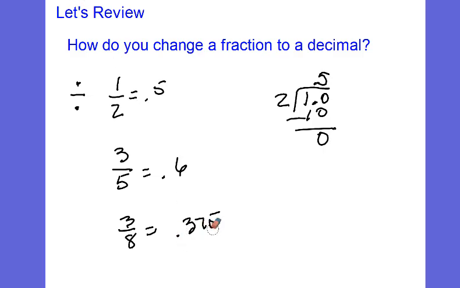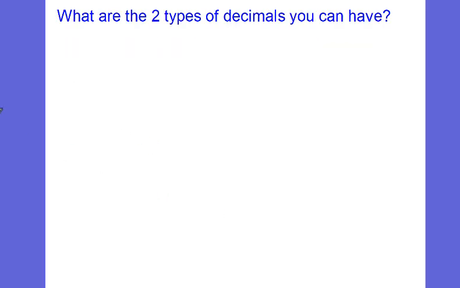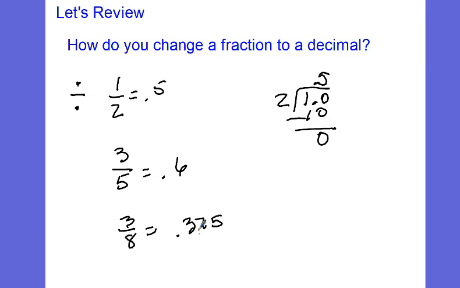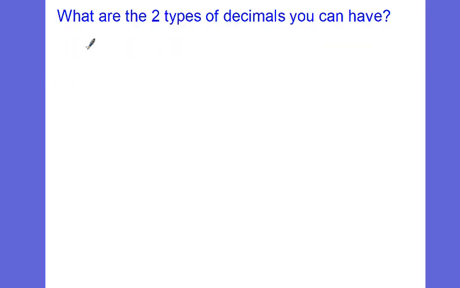And that's all there is to change a fraction to a decimal. It's just simply divide. That's all that fraction says to do. So that's really all I want you to do in this particular lesson. So what are the 2 types of decimals that you can have? Well, the ones that we have right here, these are all what we call terminating decimals. Terminating decimals are ones that stop.